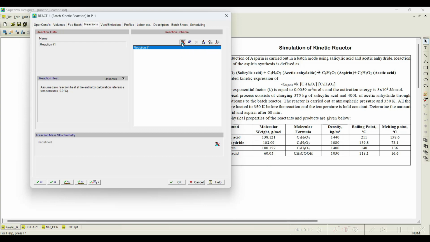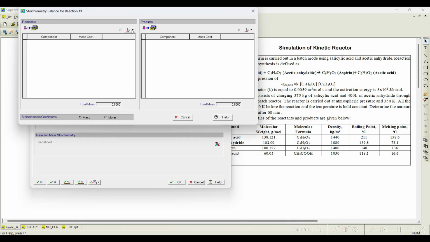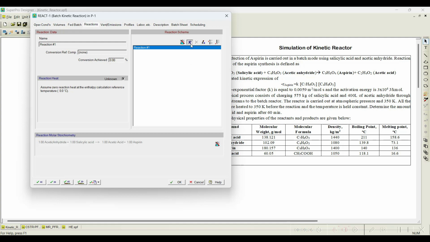First let us add the reaction. So basically the reaction is salicylic acid plus acetic anhydride reacts to give acetic acid and aspirin, and the molar equation is given on a mole basis 1 1 1 1. You can notice that 240 on both sides, the mass is balanced, because the molecular weights are proper. Click OK, and we need to add the kinetic information.